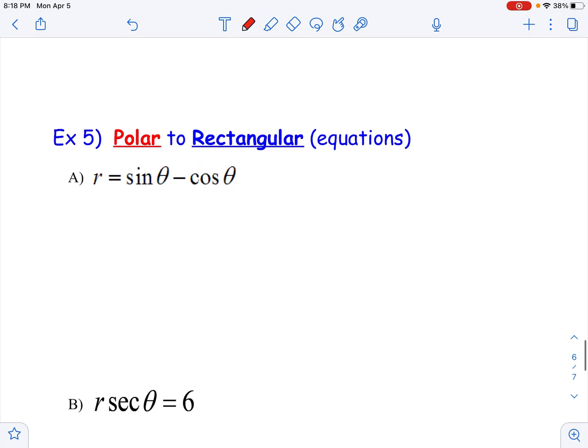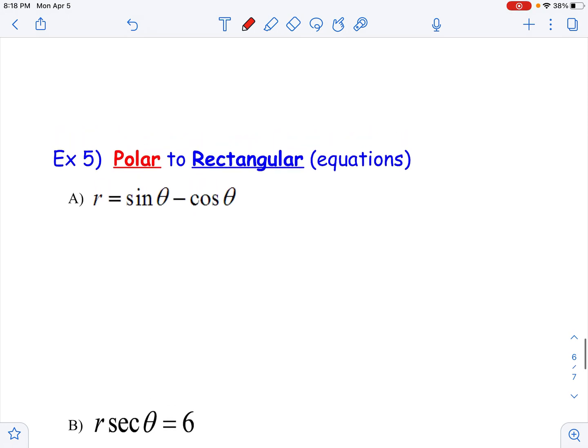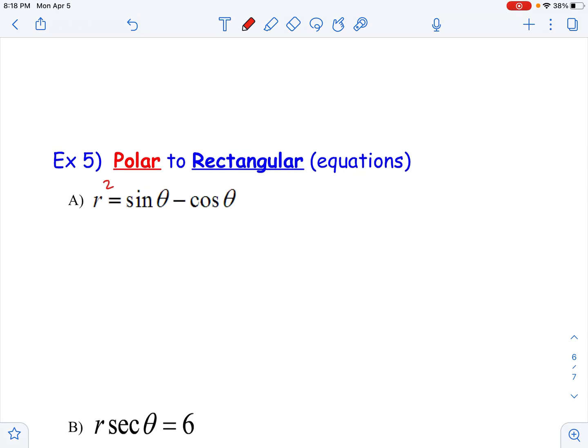All right, let's take a look at this one. So again, my options are to square both sides or to multiply both sides by r. If I squared both sides, I would have to multiply out sine minus cosine of theta times itself. That really wouldn't help me because it doesn't give me any r sine thetas or any r cosine thetas. So hopefully you see that that's not the route to go.